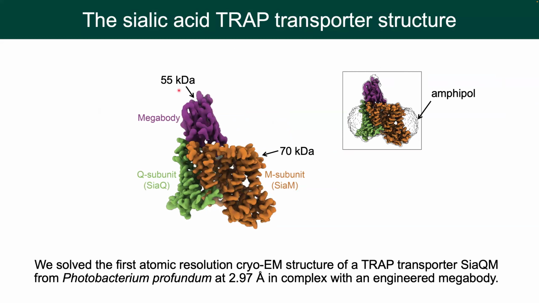Right, so let's just orient the structure. Here's our megabody. We can only see the nanobody part. This is the M subunit, which I was showing before.